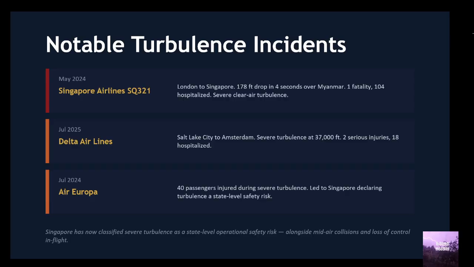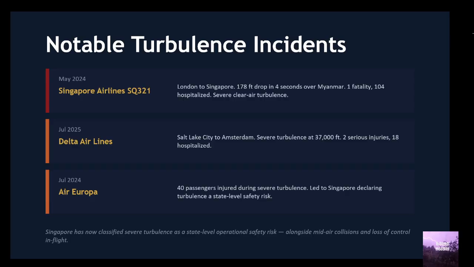Here are some notable turbulence incidents. May 2024, Singapore Airlines SQ321, London to Singapore, 178-foot drop in 4 seconds over Myanmar, 1 fatality, 104 hospitalized, severe clear air turbulence. July 2025, Delta Airlines, Salt Lake City to Amsterdam, severe turbulence at 37,000 feet, 2 serious injuries, 18 hospitalized.